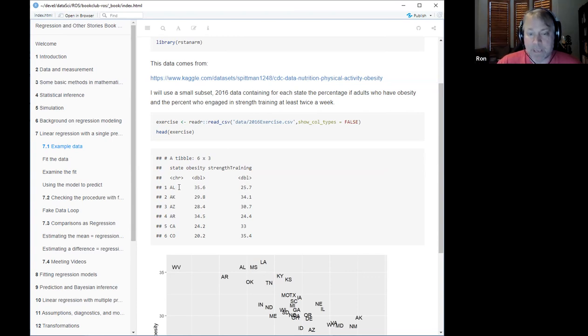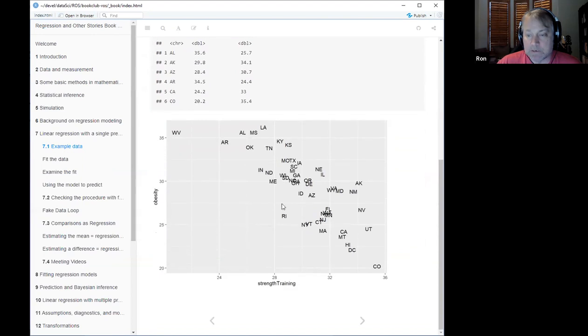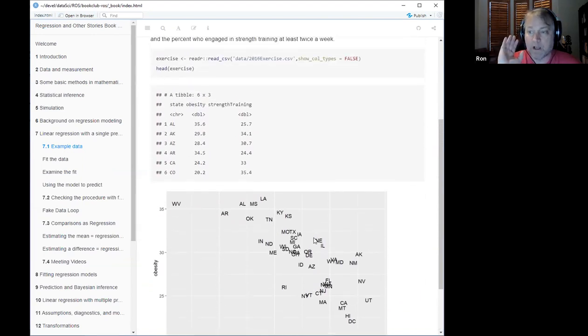Like I was saying, in Alabama, 35% obese and 25.7% engage in strength training at least twice a week. So the first step, and this is exactly what the book does, is we just do a little plot. All the R code will be on the repo when I do the pull request. Just remember, I've got to do that.